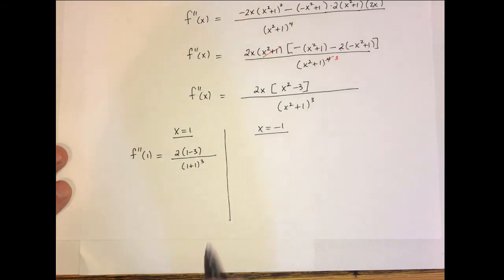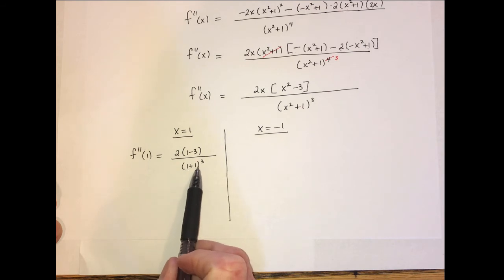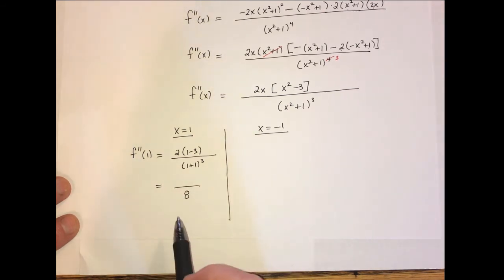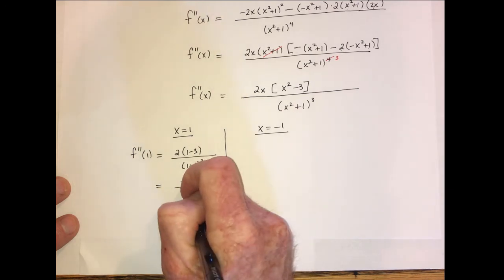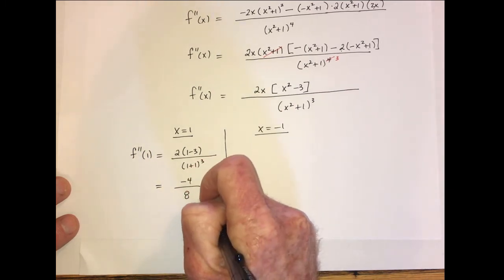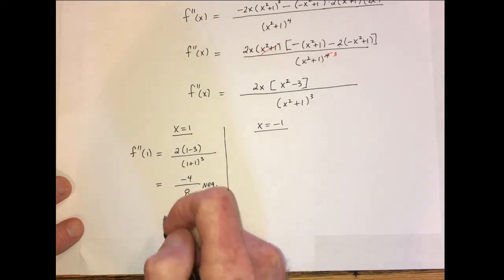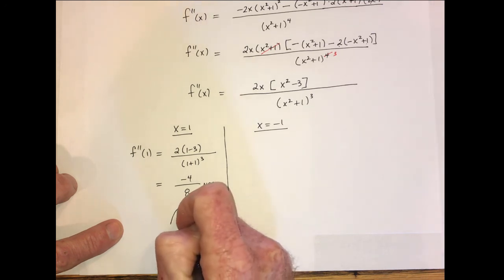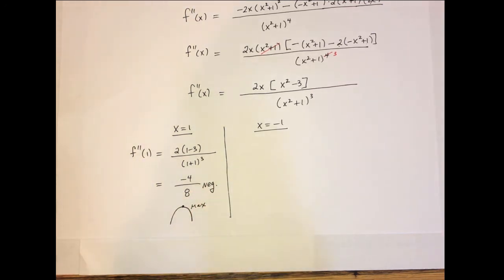So the actual number doesn't matter. I just need to know, is this positive or negative? So on the bottom, well, I might as well work it out. That's an 8, 2 cubed. And then this would be negative 2 times positive 2, so negative 4. So that is negative. And when it's negative, that means that it's concave down, which means that there's a maximum where x equals 1.